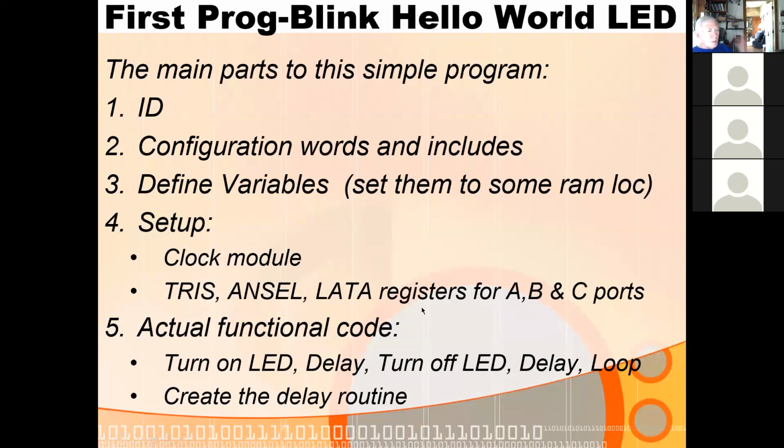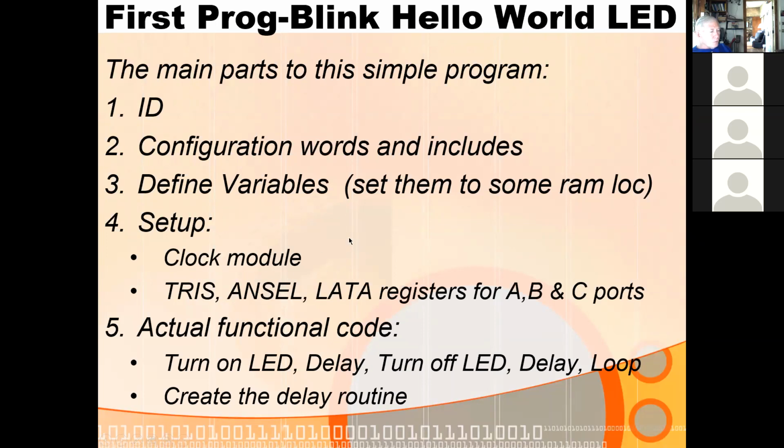All right. And then we'll set up the clock module. We're going to make it run at 4 megahertz. It could run all the way up to 32 megahertz, but we're going to use it at 4. It's kind of a better value for analog to digital conversion, some other things, and also for PWM and whatnot. And then we're going to set the TRIS registers for the ports. We really only need to set it for A, B, and C. We'll set that up, and then we'll set up the analog select lines and the latch.